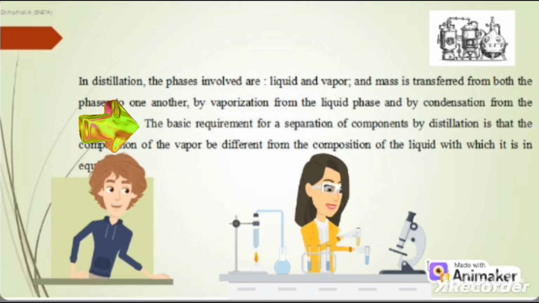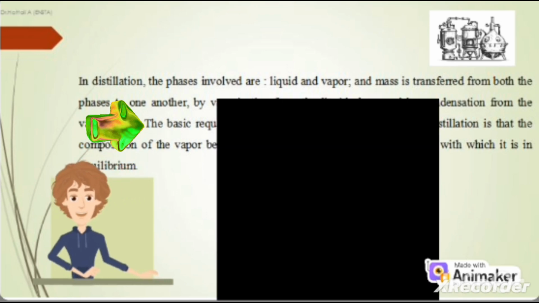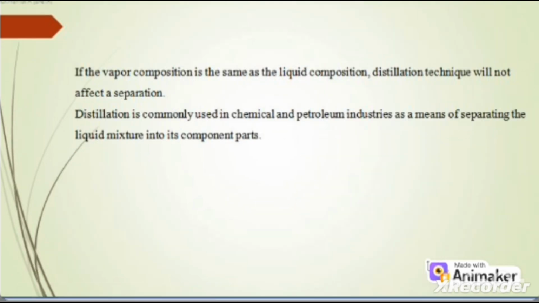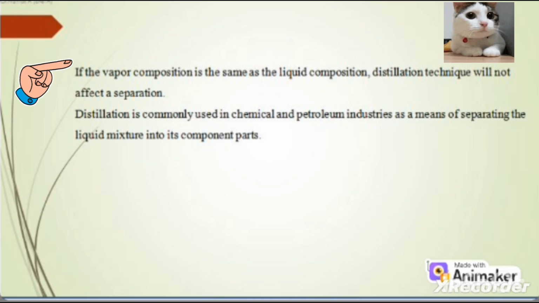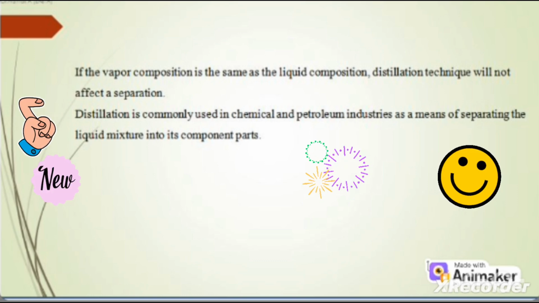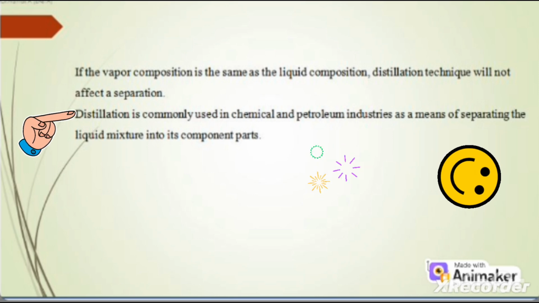The basic requirement for separation of component by distillation is that the composition of the vapor be different from the composition of the liquid with which it is in equilibrium. If the vapor composition is the same as the liquid composition, distillation technique will not affect separation. Distillation is commonly used in chemical and petroleum industries as a means of separating the liquid mixture into its component parts.